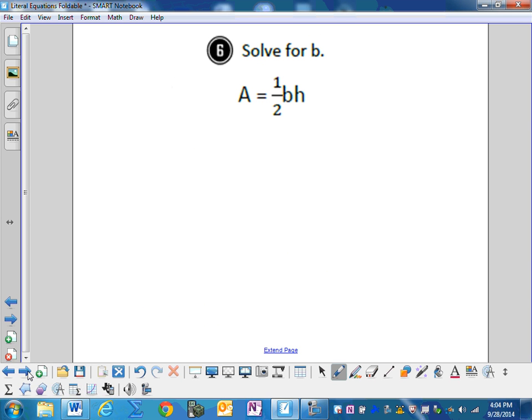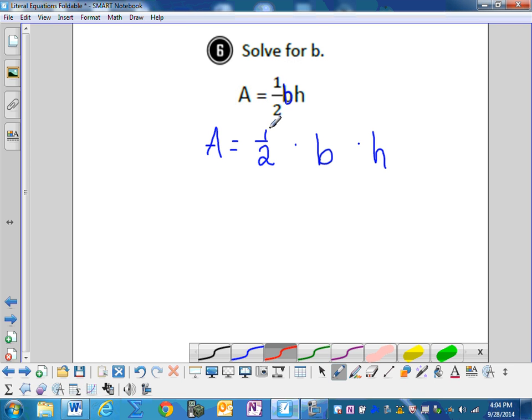Number 6, A equals 1/2 bh. So that's the area of a triangle here. So go ahead and isolate b or solve for b. So I'm going to write this out a little bigger. 1/2 times b times h.